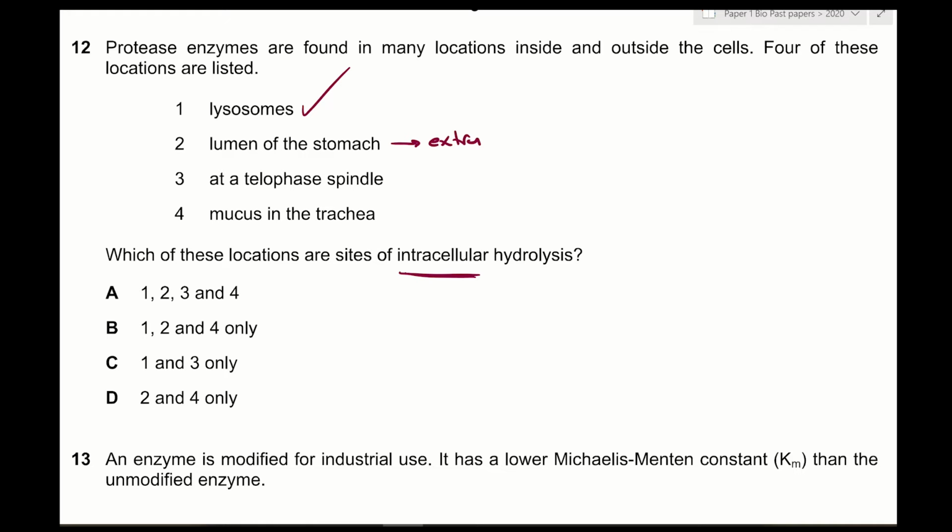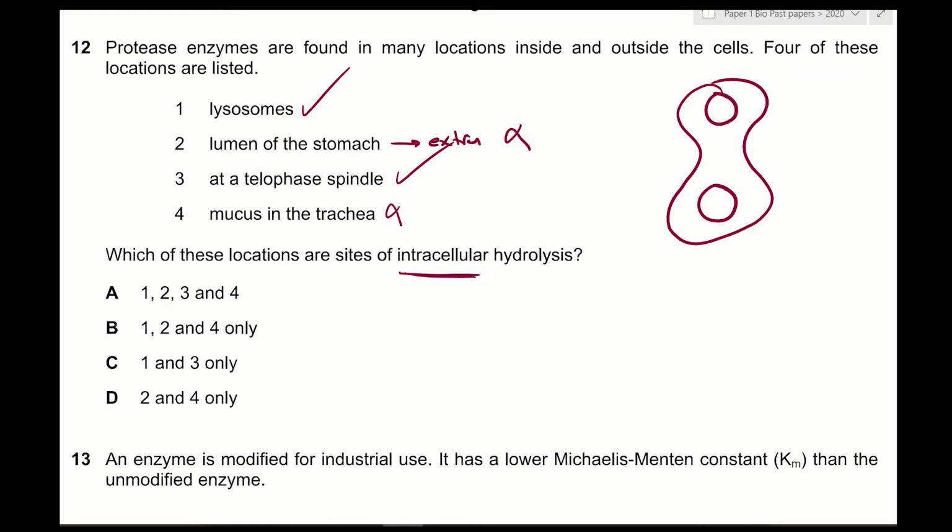3, at a telophase spindle. As we all know, at telophase, the 2 sister chromatids move apart and a nucleus forms around both of them. Therefore, this happens inside the cell, and this is correct. For 4, mucus in the trachea. As we said, mucus is released into an epithelium, therefore it's extracellular, and this is incorrect. The answer is going to be 1 and 3, which is C.